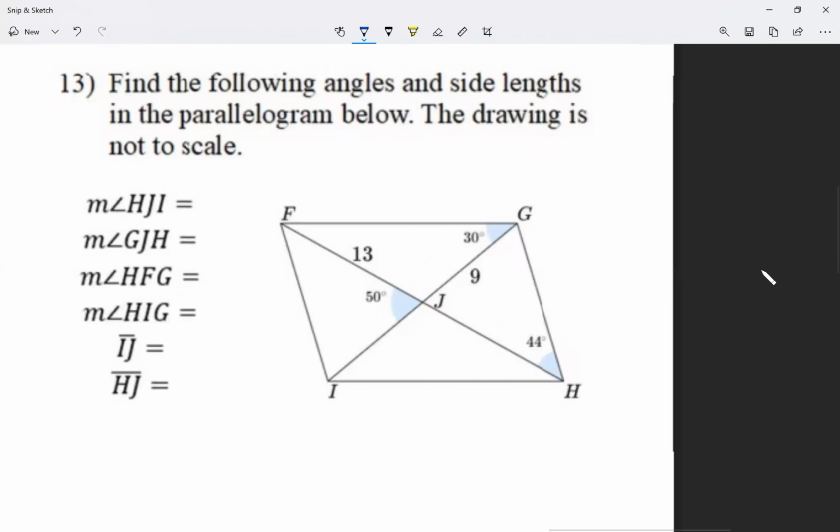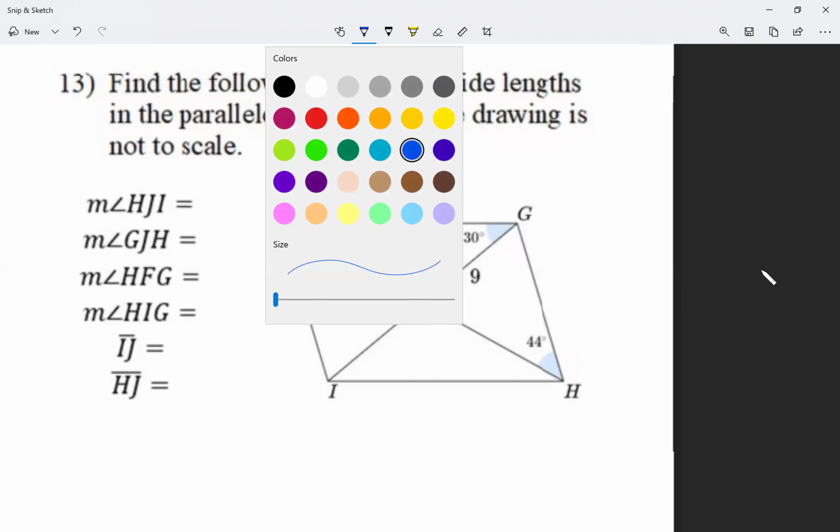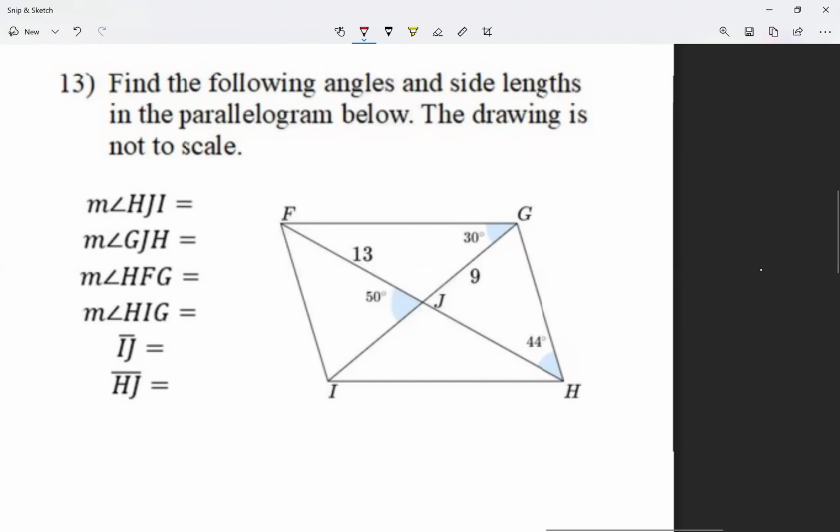Now, first, let's take a look at the angles. I see a 50-degree angle right here in the center, so this is 50. And then consequently, this angle right here is 130, because remember, these two angles have to add up to 180. So that gives me 130, and then I get 130 here as well.